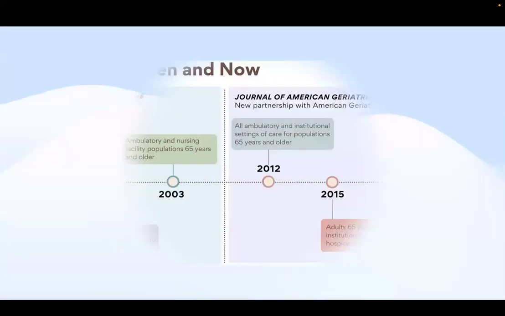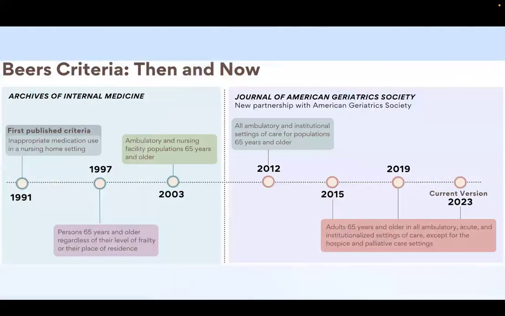Let's explore the timeline for our basic understanding, then and now, of the Beers criteria. Archives of Internal Medicine: it started from 1991, the first published criteria for inappropriate medication use in the nursing home setting. Then in 1997, persons 65 years and older, regardless of their level of frailty. I hope now you know the meaning of frailty; we discussed it in the last lecture. That is weakness, in short. So that is the 1997 timeline, regardless of level of frailty or place of residence.